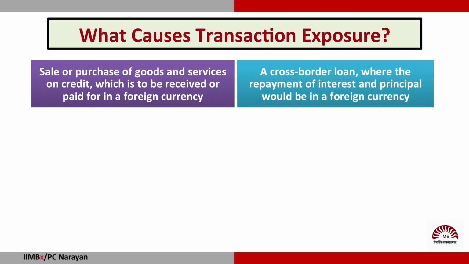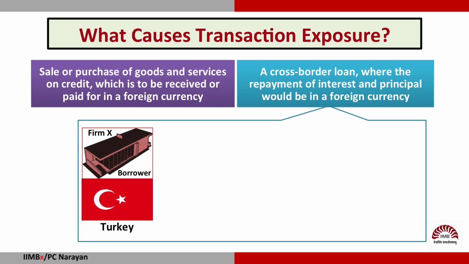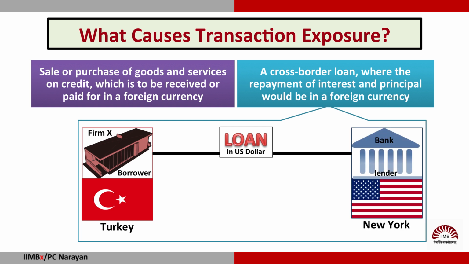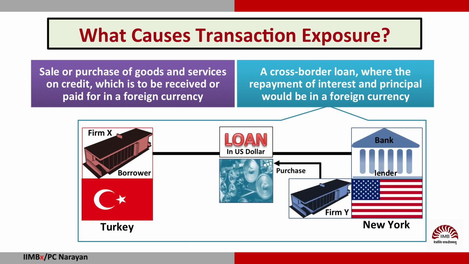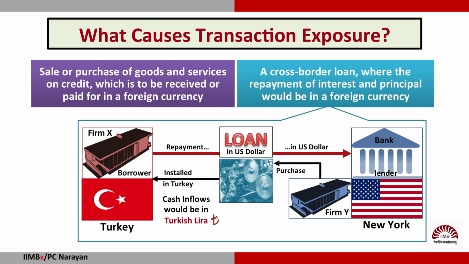Another example, a cross-border loan where the repayment of interest and principal would be in a foreign currency. For example, a Turkish firm sources a loan in US dollars from a bank in New York to purchase machinery from a firm located in the United States. That machinery will be installed and made operational in Turkey to produce goods for sale in Turkey. Hence, all its cash inflows from that investment would be in Turkish lira. However, the repayment of the loan in the future is contracted in US dollars, not in Turkish lira. Therefore, the Turkish company has a transaction exposure.